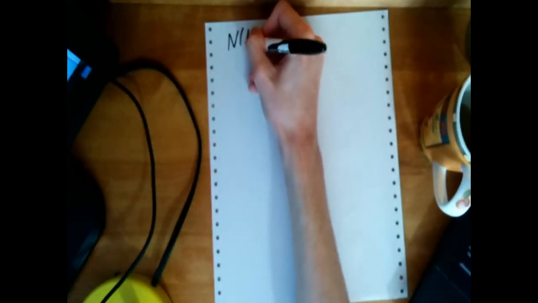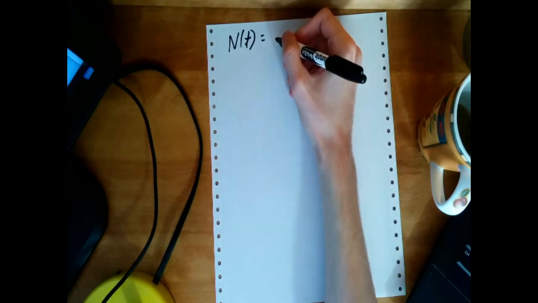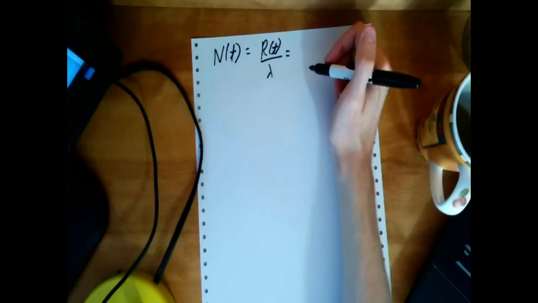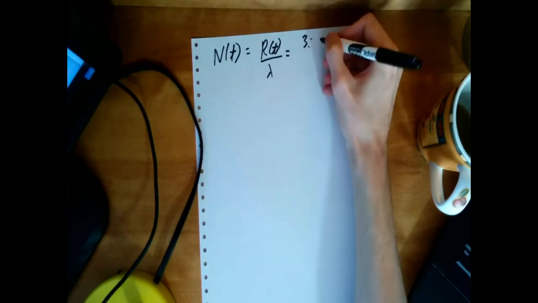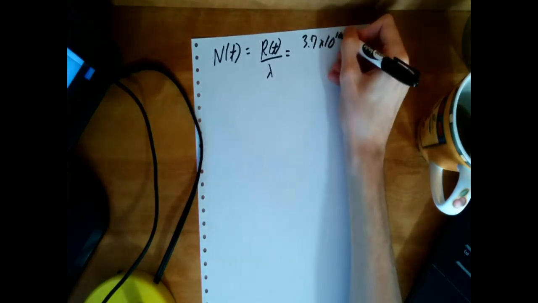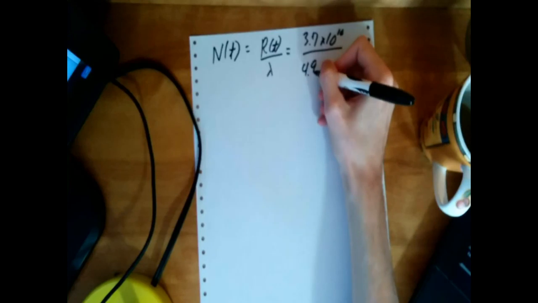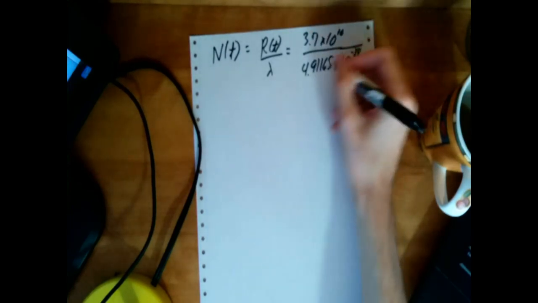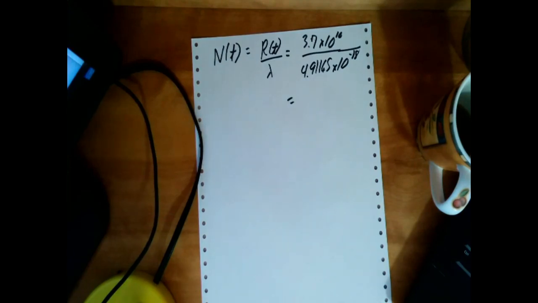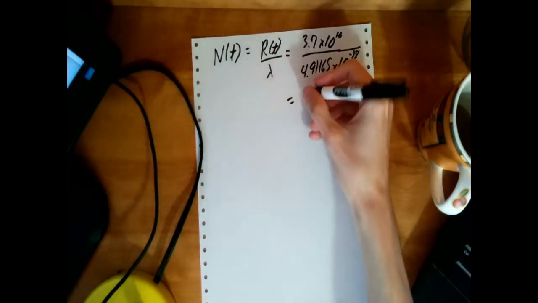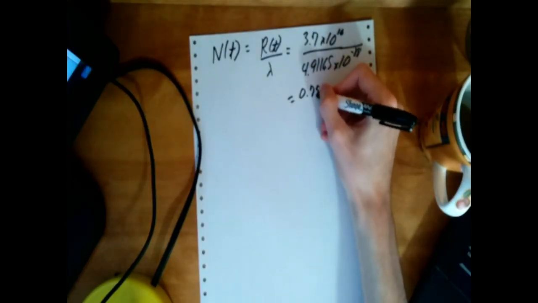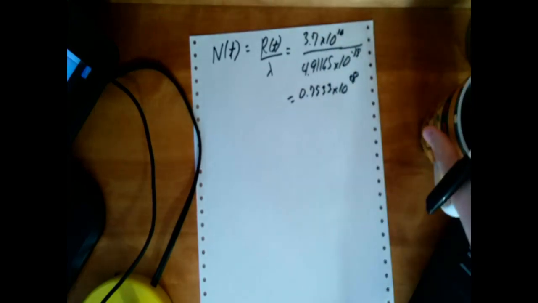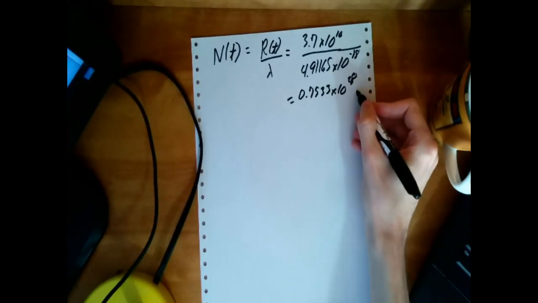N is equal to the rate of decay over lambda, which is equal to 3.7 times 10^10. This was 4.91165 times 10^ I found minus 18. 3.7 divided by 4.75333 times 10^10 + 18, 28 nuclei. So this is a straight number, this is a number of nuclei.